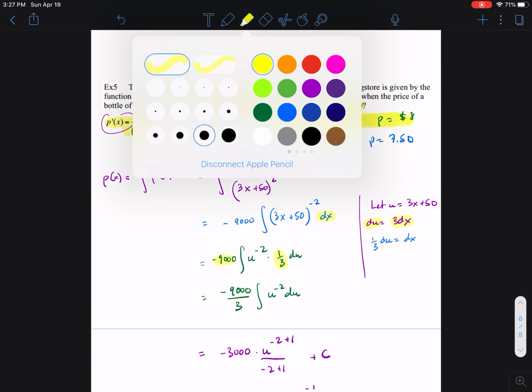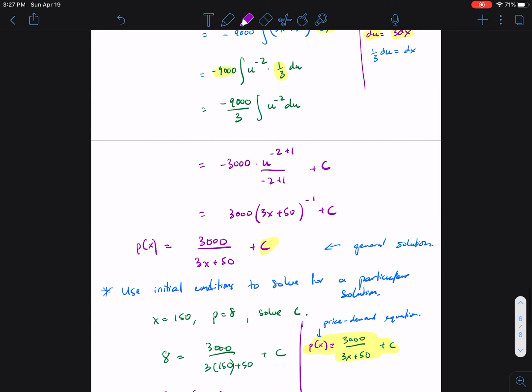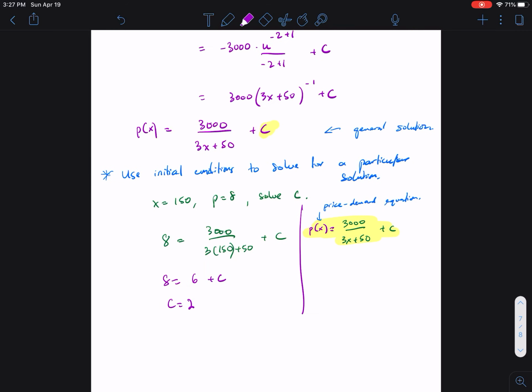Now part B, we're asked to find the demand level when the price is $7.50 per bottle of shampoo. Okay, so now that we have the price demand equation, oops, I think I made a mistake here. That should be a 2. Let me go ahead and erase this. That should be a 2 because we solved for c already. Plus 2. So now we have the price demand equation.